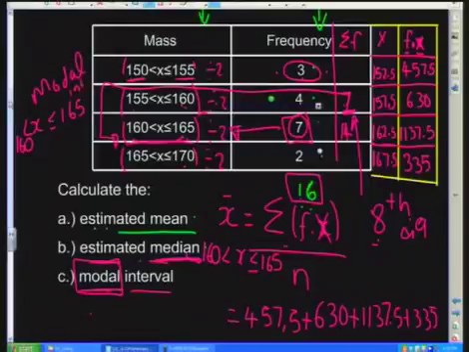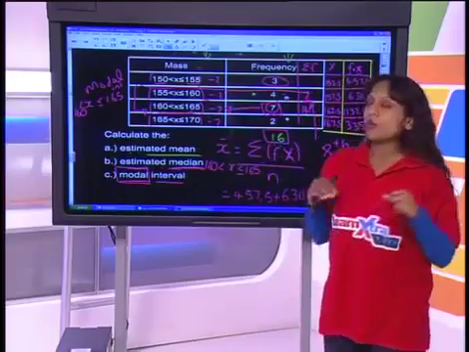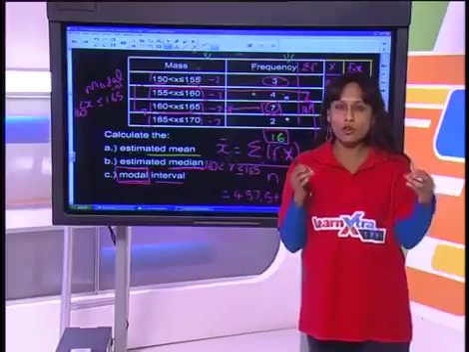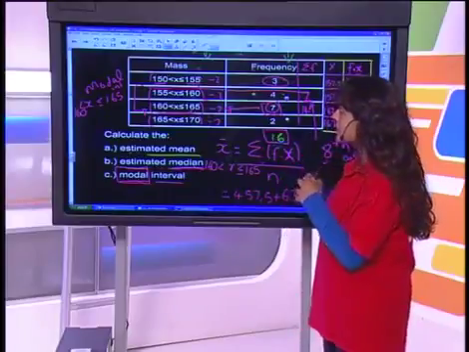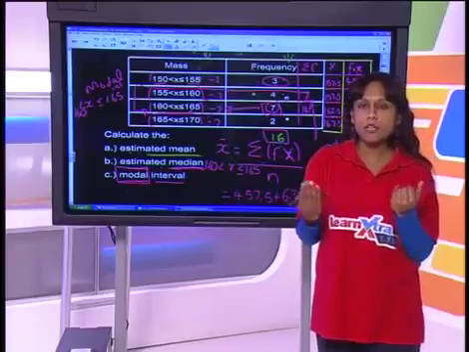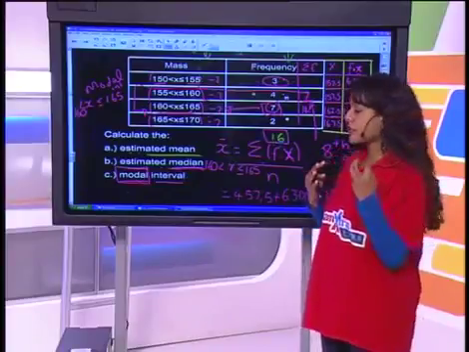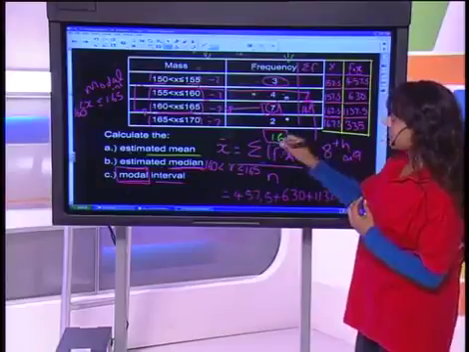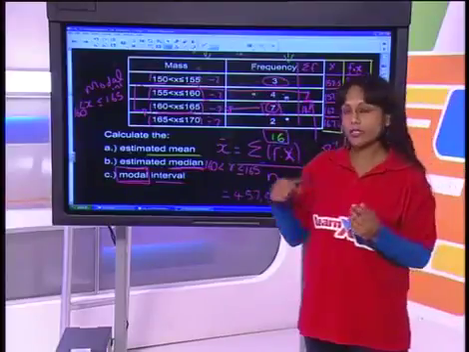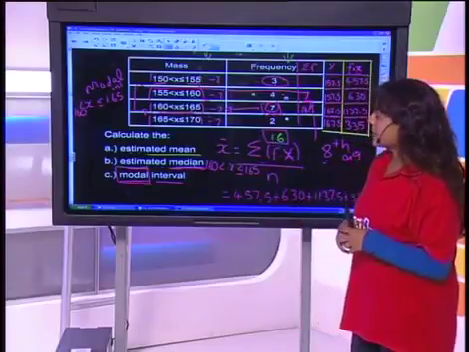And remember, because we're dealing with grouped data and continuous data in this case, we can't tell exactly what that mode is going to be. We just know that it's going to be in the 3rd interval between 160 and 165. We know that because the most number of values occur in the 3rd interval, where we've got 7 values.